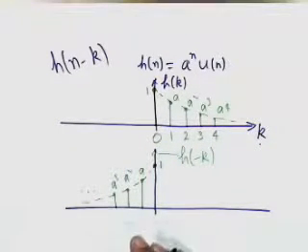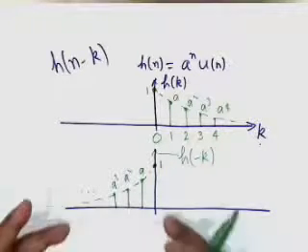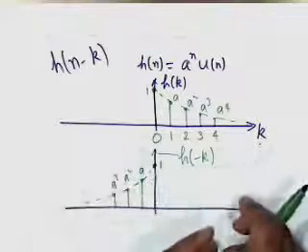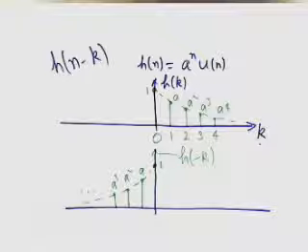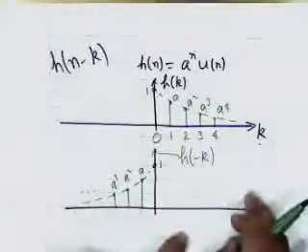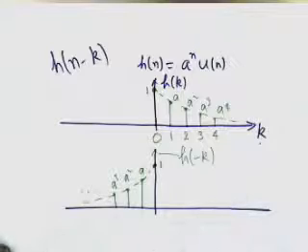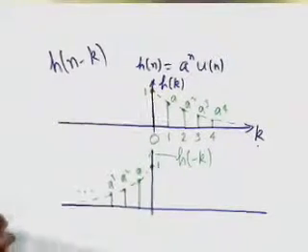Now, if I put h of n minus k, obviously the whole picture will either shift to the right or to the left, depending on the value of n. For example, if n is a positive quantity, then the picture will shift to the right. If n is a negative quantity, the picture will shift to the left. Now, let's superimpose this picture on the picture of x of n.